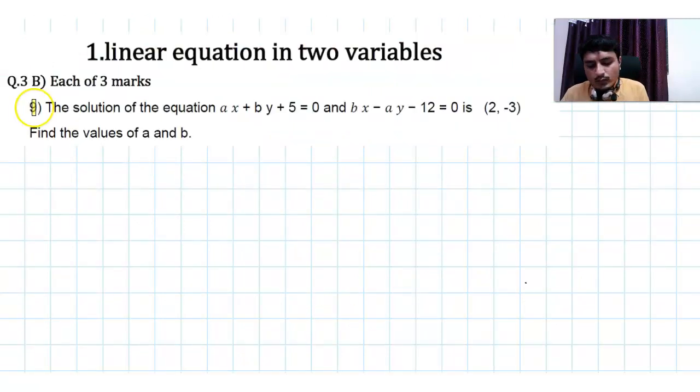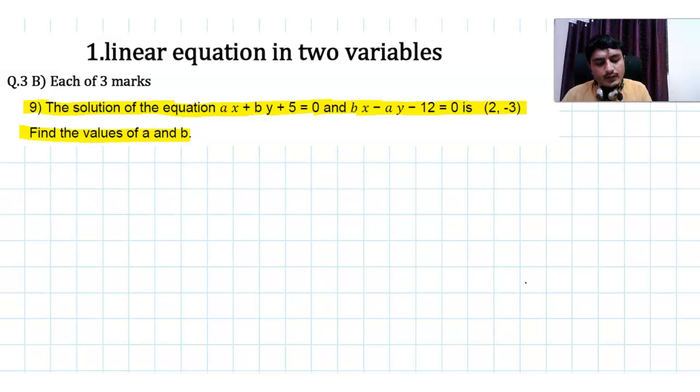Now just have a look at question number 9. The solution of the equations ax + by = 5 (that is, ax + by + 5 = 0), and bx - ay - 12 = 0 is (2, -3). Find the values of a and b.